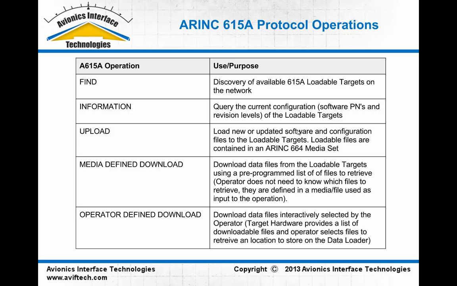The types of operations that ARINC 615A defines and supports can basically be categorized into four main operations. The first, the find operation, is used for the discovery of available targets, available loadable LRUs on the network.